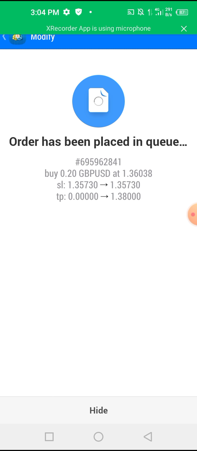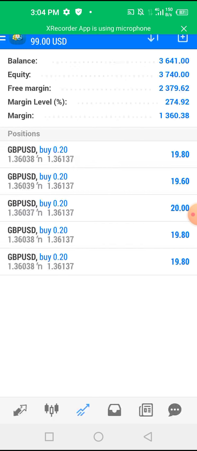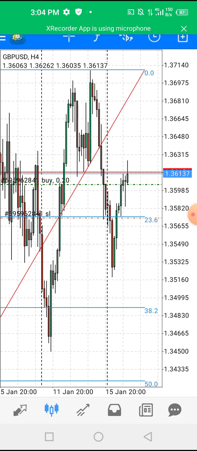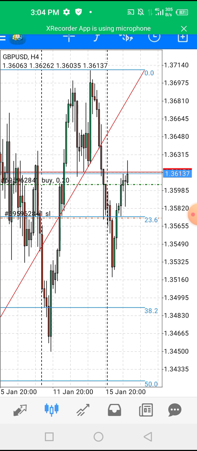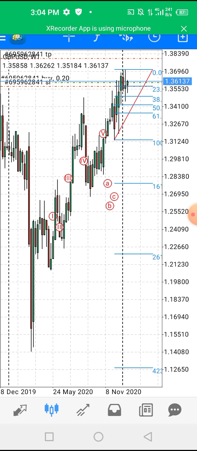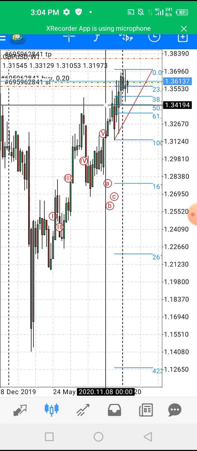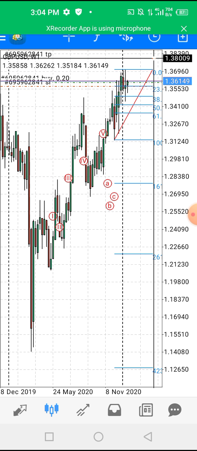This is going to 1.3800. Trust me, it's going to break that particular zero Fibonacci. And if you are using support and resistance, if you're a resistance trader, it's going to break this and go straight. I'm going to show you now. Let me use W1 so that you can see my take profit. And it's going to get to this particular level. You can see this particular level. This is my take profit, 1.3800.